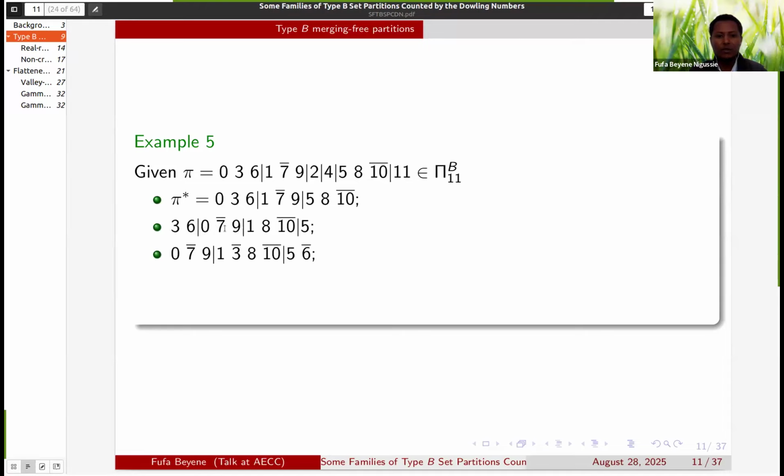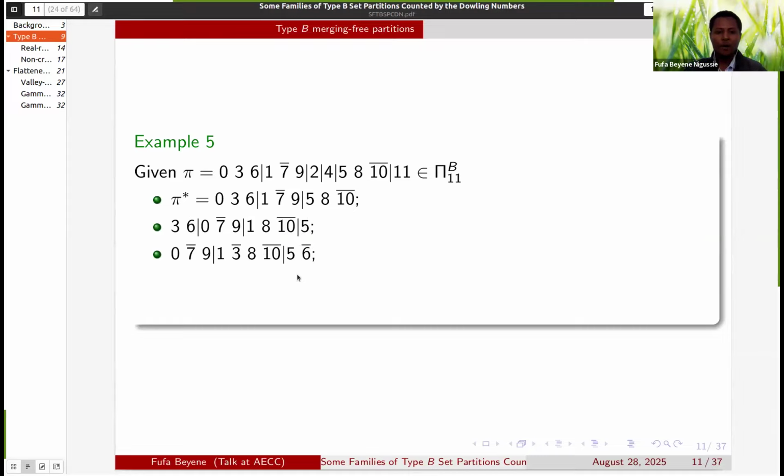So 3 will be moved to this block because it has minimal element 1, which is less than 3. 5 was not less than 3. So we move 3 here, and after moving it here, we bar it. And 6 will be moved to the last block because the minimal here is 5 and it is less than 6. So we have 6 bar in the last block.